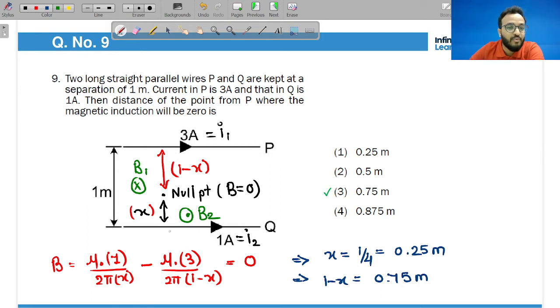We know the magnetic field due to a long current carrying wire. It is mu naught I by 2 pi R. What is the magnetic field formula? Mu naught I by 2 pi R. Just put the values of I and R properly and get your answer. If you solve it, definitely you get these results, right?